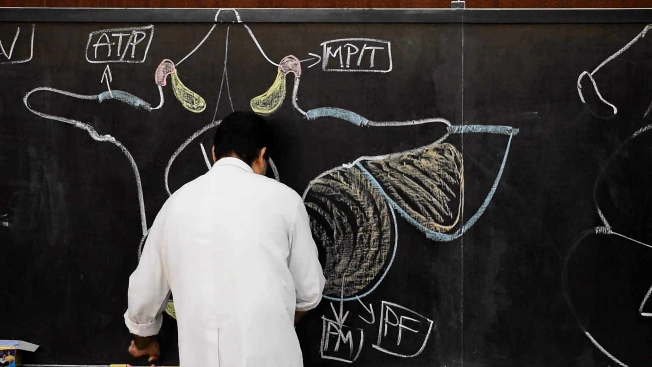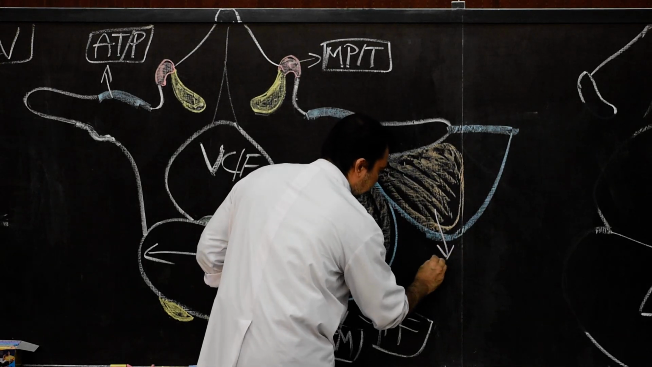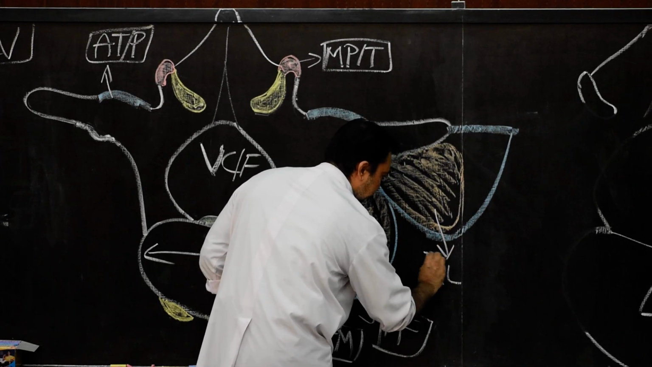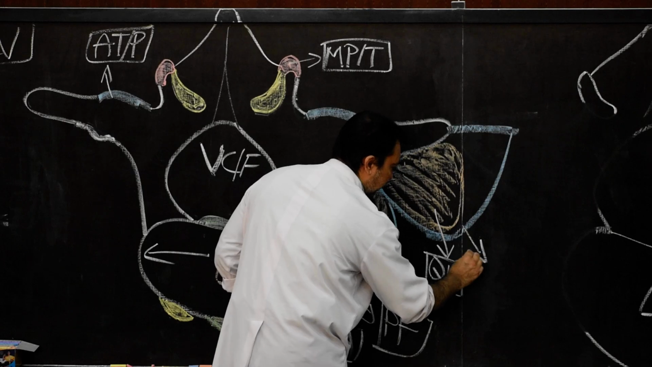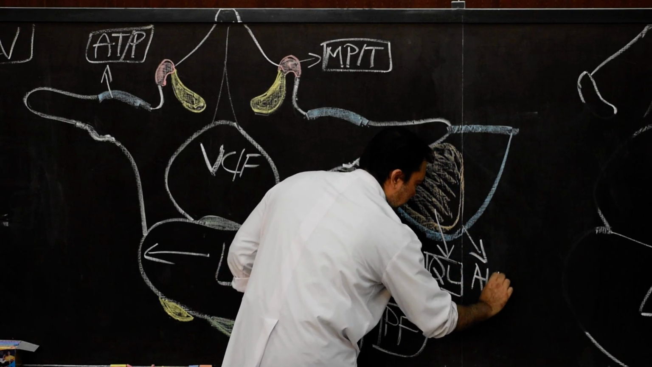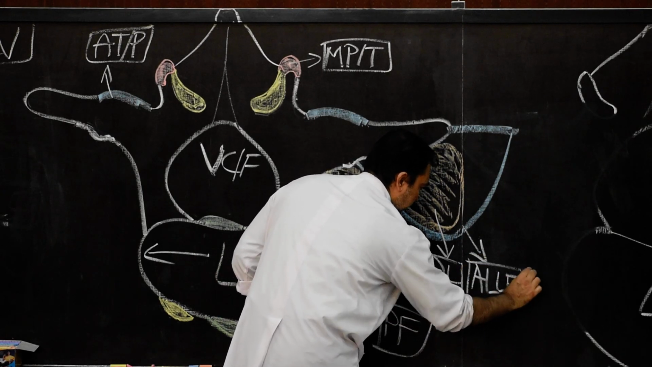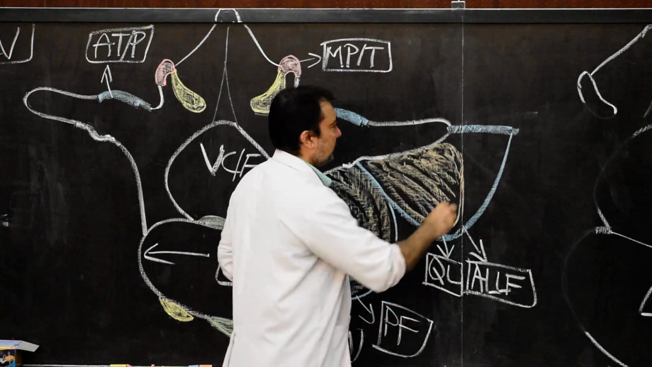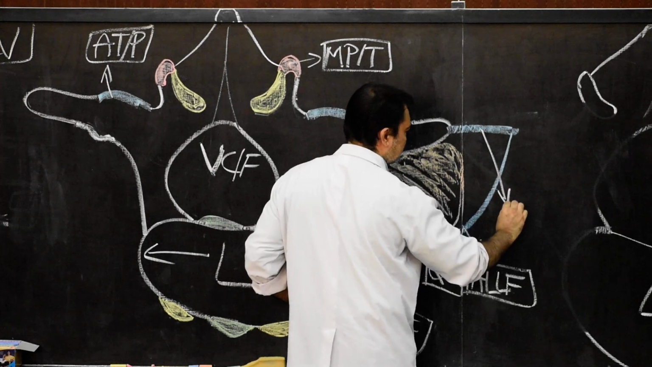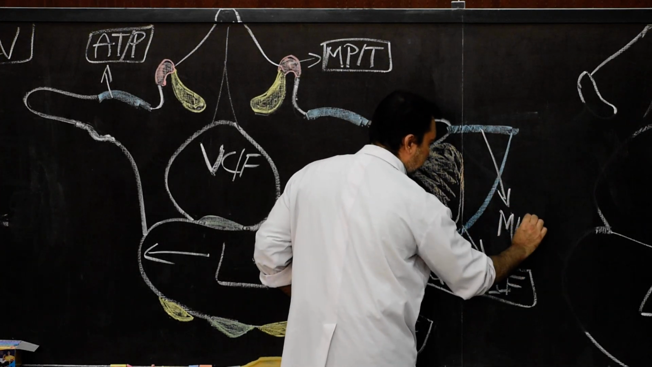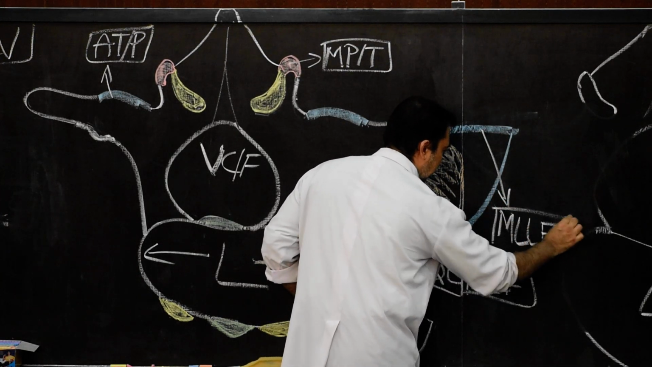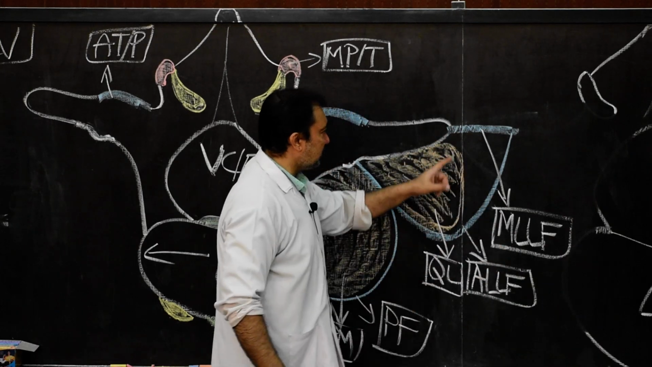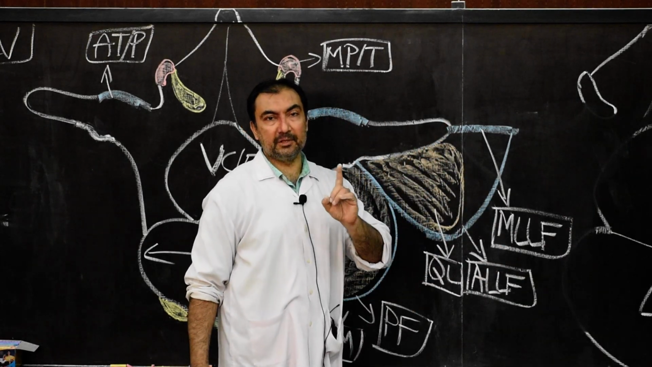So therefore here we shall name this as quadratus lumborum muscle, and this portion we shall name it as anterior layer of lumbar fascia, and then laterally it is fusing with the middle layer of lumbar fascia. So here we shall name this as middle layer of lumbar fascia. Where is the middle layer of lumbar fascia attached? On the tip of the transverse process of lumbar vertebrae.